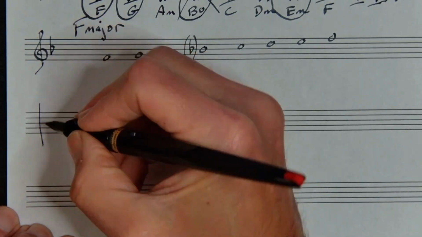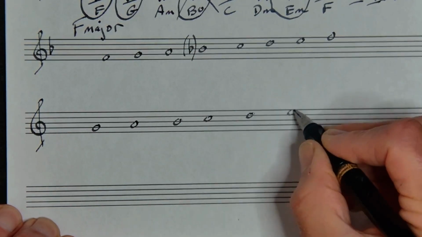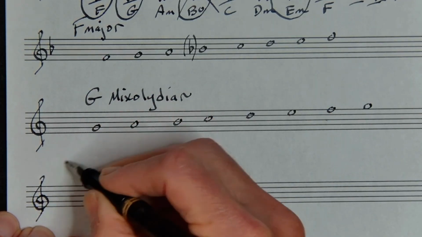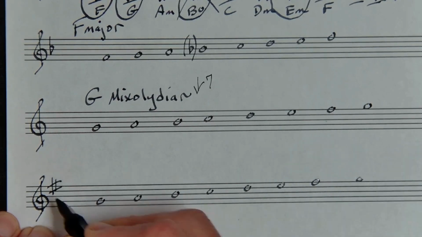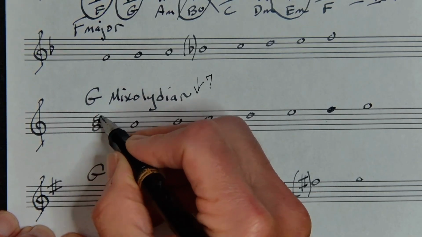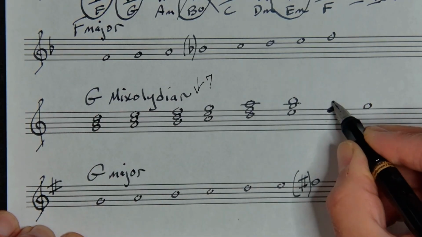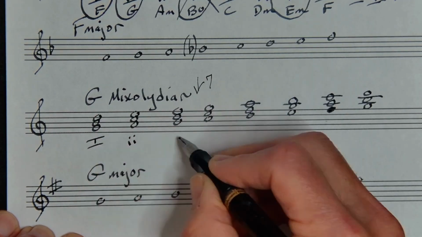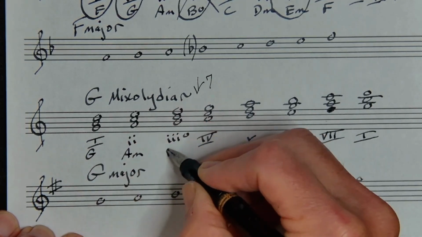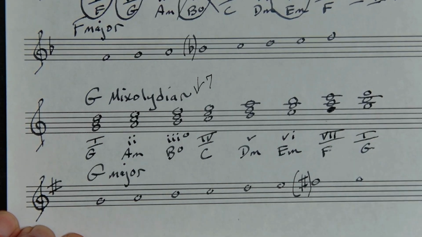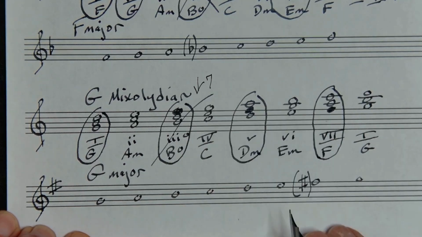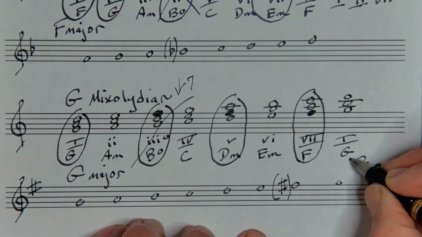G Mixolydian, the fifth mode of C major. Compared to a G major scale, the seventh note is lowered by a 1/2 step. Write out the G Mixolydian triads and circle the 1 chord, as well as the 3, 5, and 7. Cross out the diminished triad. The primary triads are 1, 5, 7.